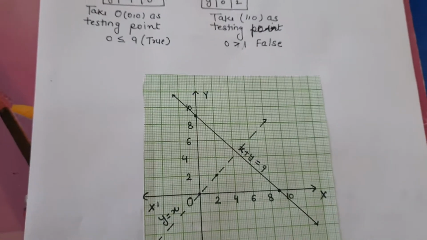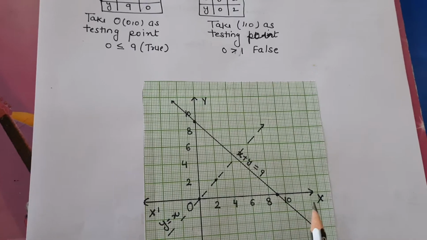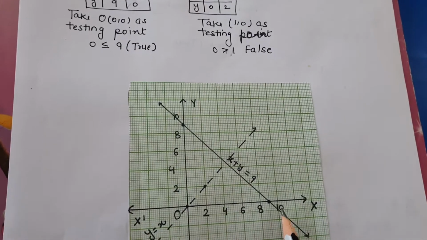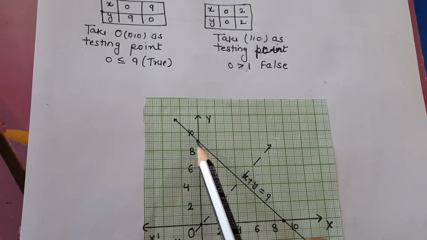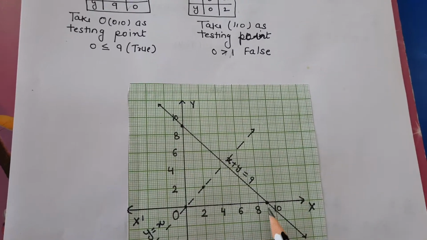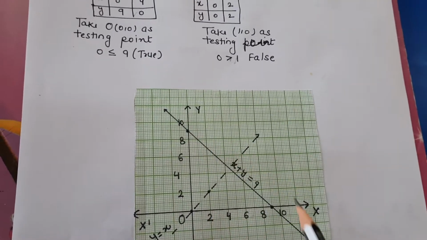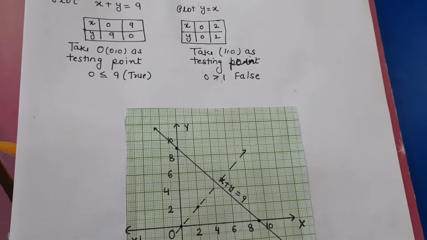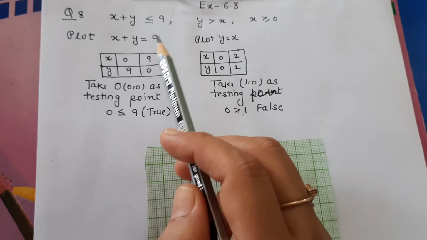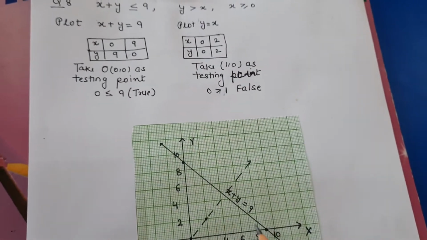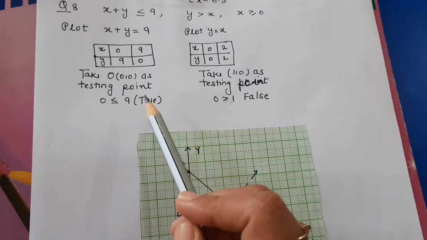Now in this question, I have taken the scale of 2 units. This is 8, this is 9. So this point will be 9. So this is also 9, this is 0, 9 and this point is 9, 0. First you join this line, right? This is a dark line because here you have less than or equal to. Then after plotting, write its equation and then check the shaded region.